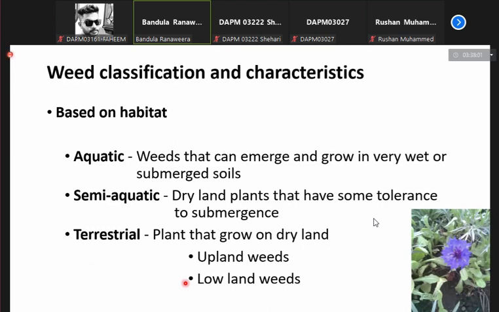Then, about the weed classification based on their habitat. So there are aquatic weeds, weeds that are growing in wet or submerged soils, like this one. Then a similar color flower, but not this one. There is a plant called Eichhornia crassipes or Japan jabbara.